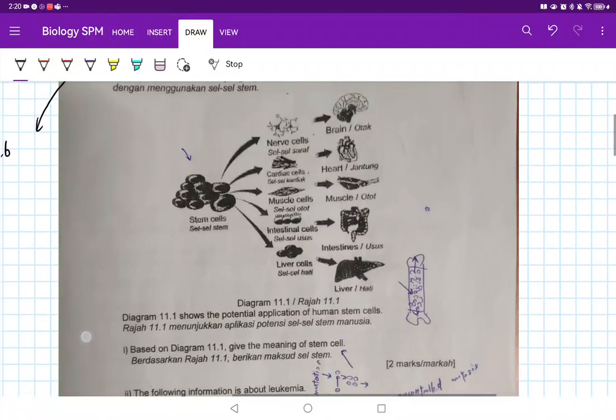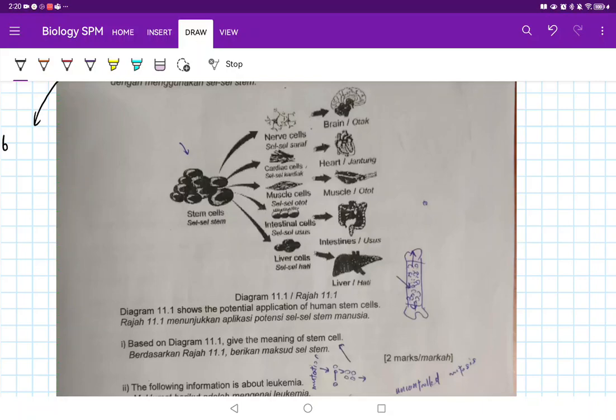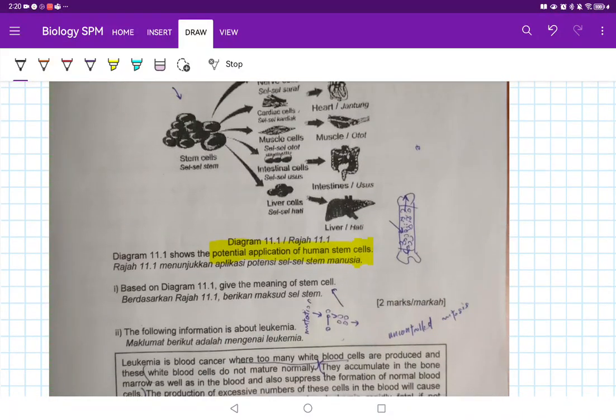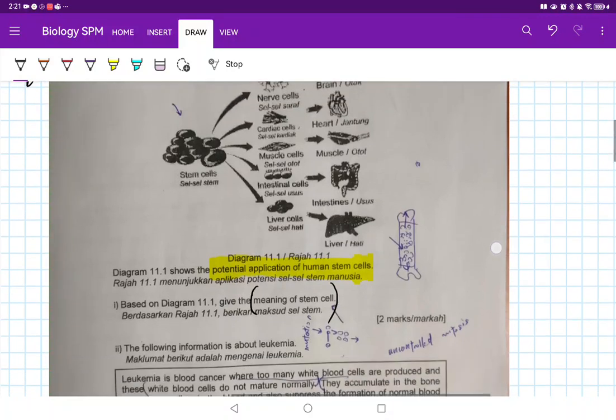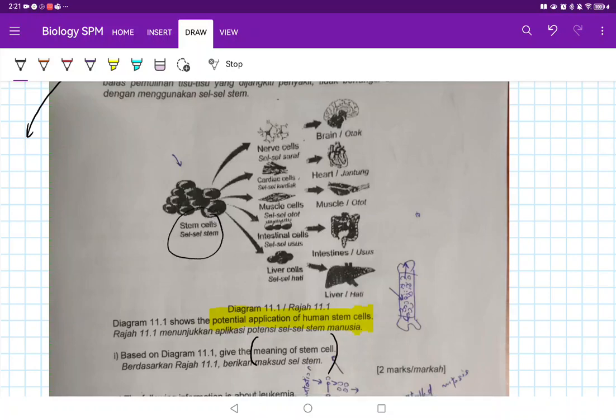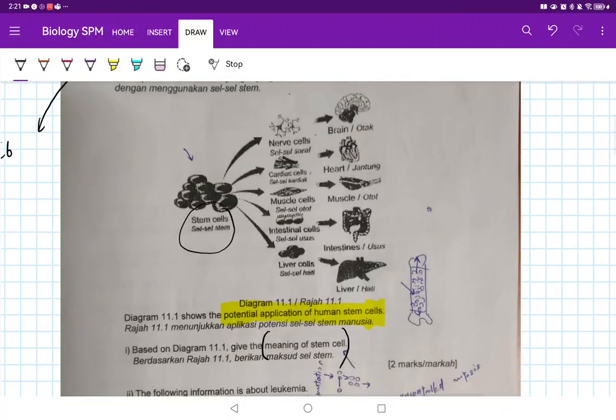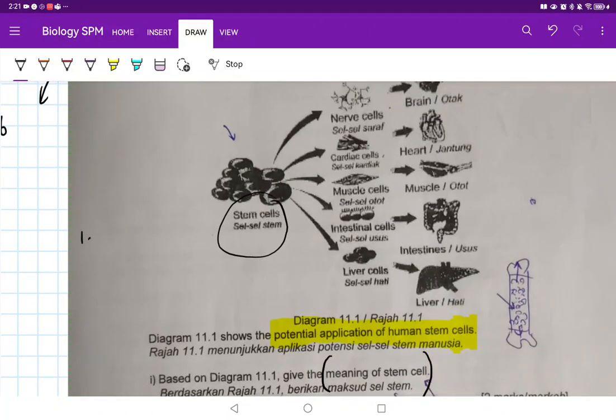And here, it says that this diagram shows the potential application of human stem cells, right? Based on this diagram, you have to give the meaning of stem cells, all right? So, what are stem cells? Stem cells are cells that can become anything that the body needs, all right? So your first point is that it can divide into new cells of the same type. That's your first point, right?